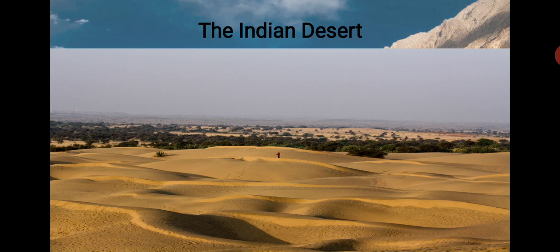Now comes the great Indian desert. It lies to the west of the great northern plains. It occupies a major part of the state of Rajasthan in India. It is also known as the Thar Desert. Thar Desert is one of the world's biggest deserts. This desert is covered with sandy soil.